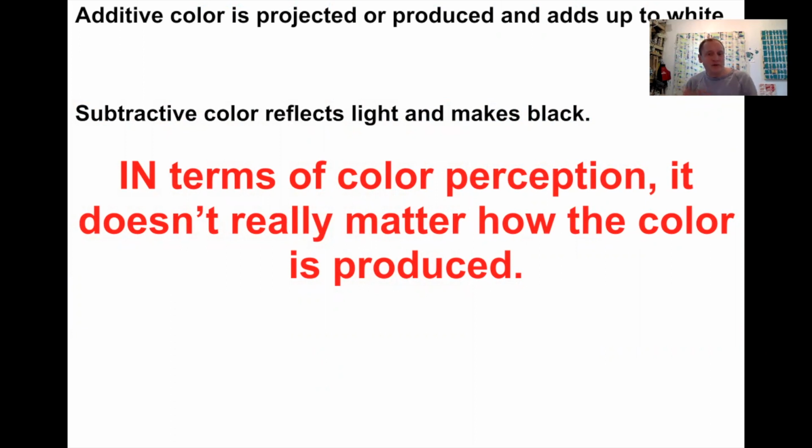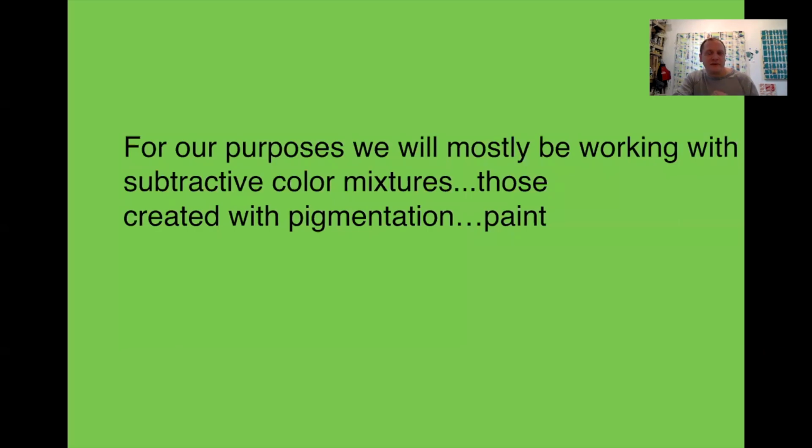In terms of color perception, though, it doesn't really matter how the color is produced. Like if red is being shined directly into my eye, it's not like I'm going to interpret that necessarily different than if I see red paint. And so we'll be working mostly with subtractive mixing, or working with paint.